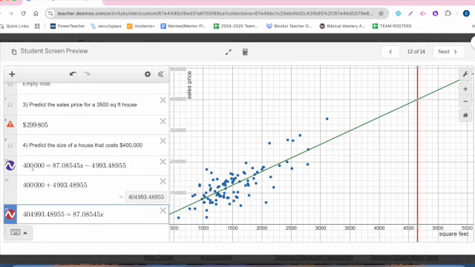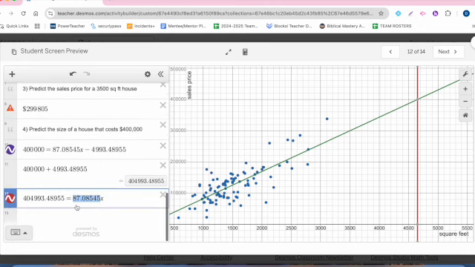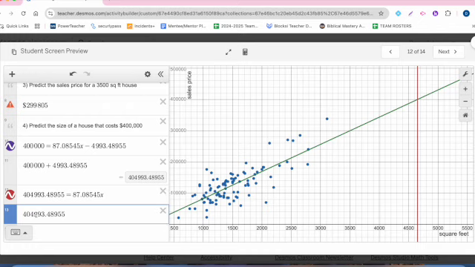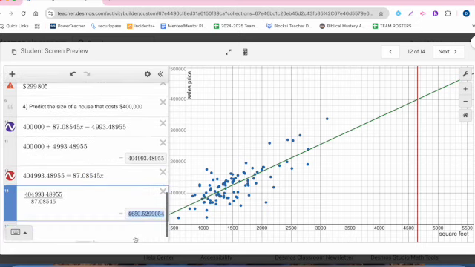Since we added that to both sides, now the last step is to divide both sides by this number to get x by itself, right? So we're going to do this divided by the $87 per square foot. And that gives you the exact same answer, 4,650 square feet. That's the size house you would expect to be able to get for $400,000.